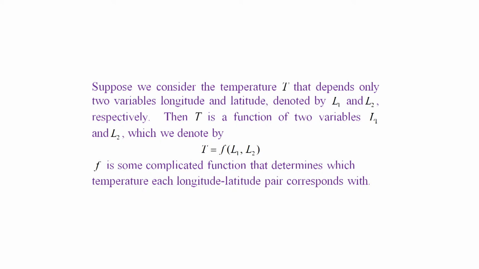Suppose we consider the temperature T that depends only on two variables, longitude and latitude, which are denoted by L1 and L2 respectively. Then T is a function of two variables L1 and L2, which we denote by T = f(L1, L2). f is some complicated function that determines which temperature each longitude-latitude pair corresponds with.